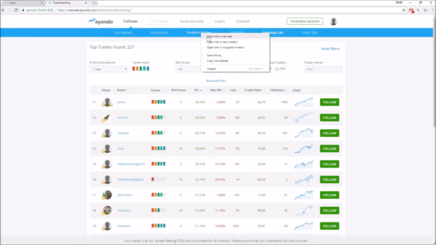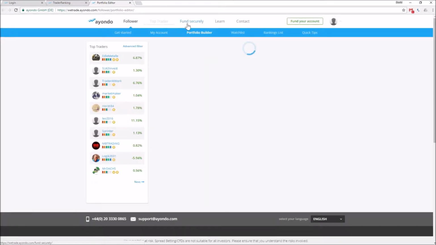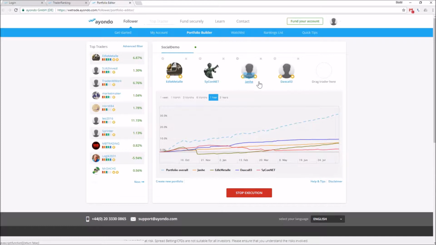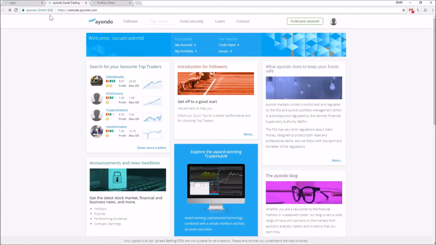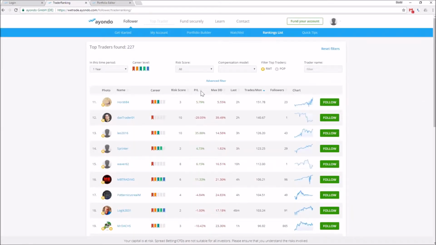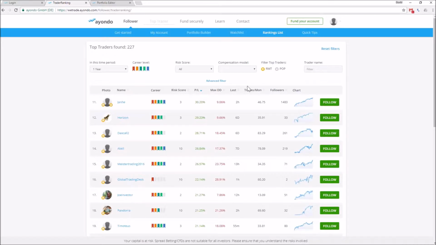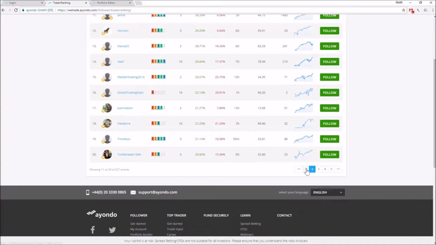I'm going to check just to see who I've got in my portfolio at the moment. I've got Jane in there and DAX Call 3, Edel Metal, Cycon there. Okay, so he or she is in there already. Let's flip back to page 1 and choose to drill down onto a trader and find out a bit more information about their trading style. Which page am I on? I'm on the wrong page. Okay, let's go back to the front page.